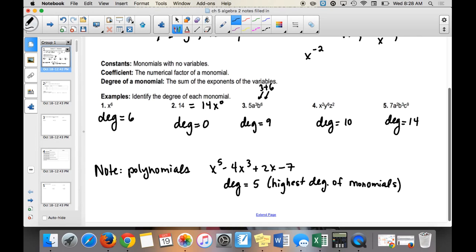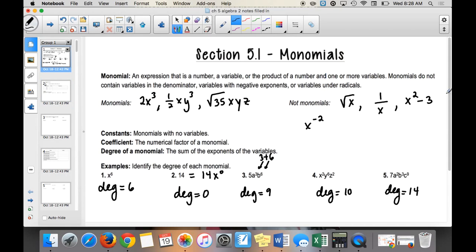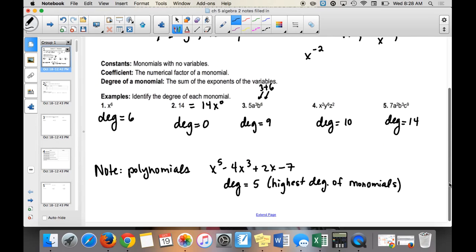Okay. All right. So this first part's going to be pretty much review. It does get a lot harder in this section, so make sure you guys are paying attention. So if I have something like 4 to the 7th, this whole thing is called a power. So the whole 4 to the 7 is the power. The 4 part is called the base, and the 7 part is called the exponent. Do you guys remember that?